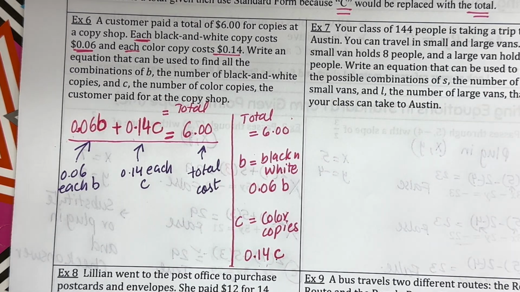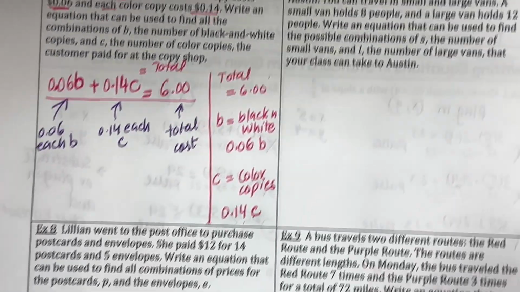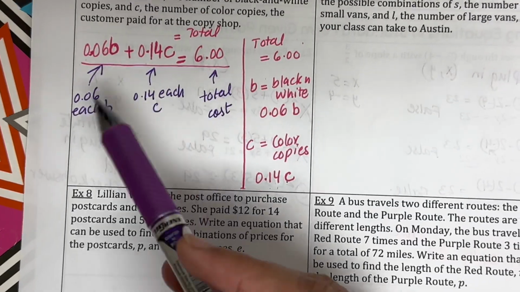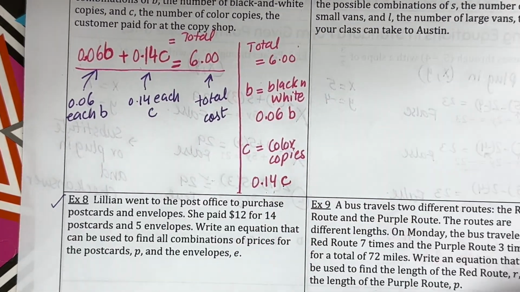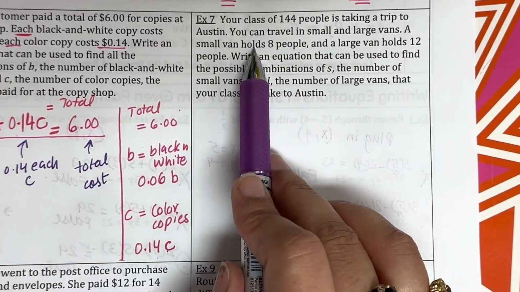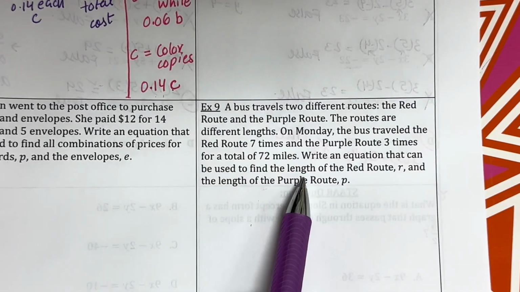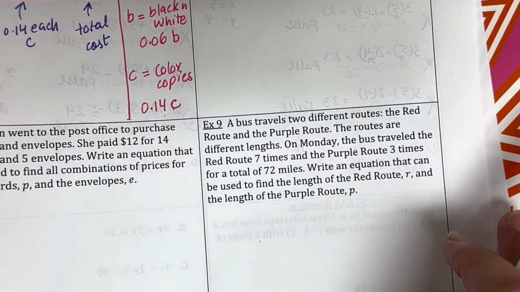All right, so go ahead, pause over here, and do example number 8, because that is similar to example number 6. Go ahead, pause, and do example number 8 on your own. I am going to do number 7, and then you are going to write number 9 on your own, because they are kind of similar to each other.